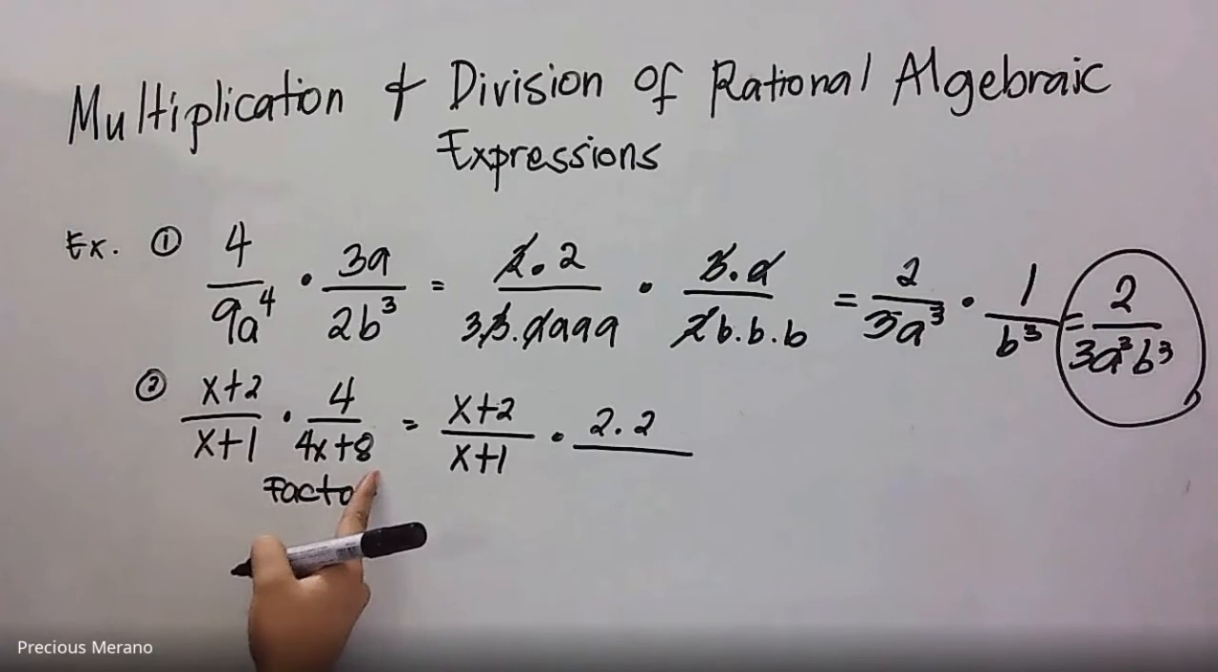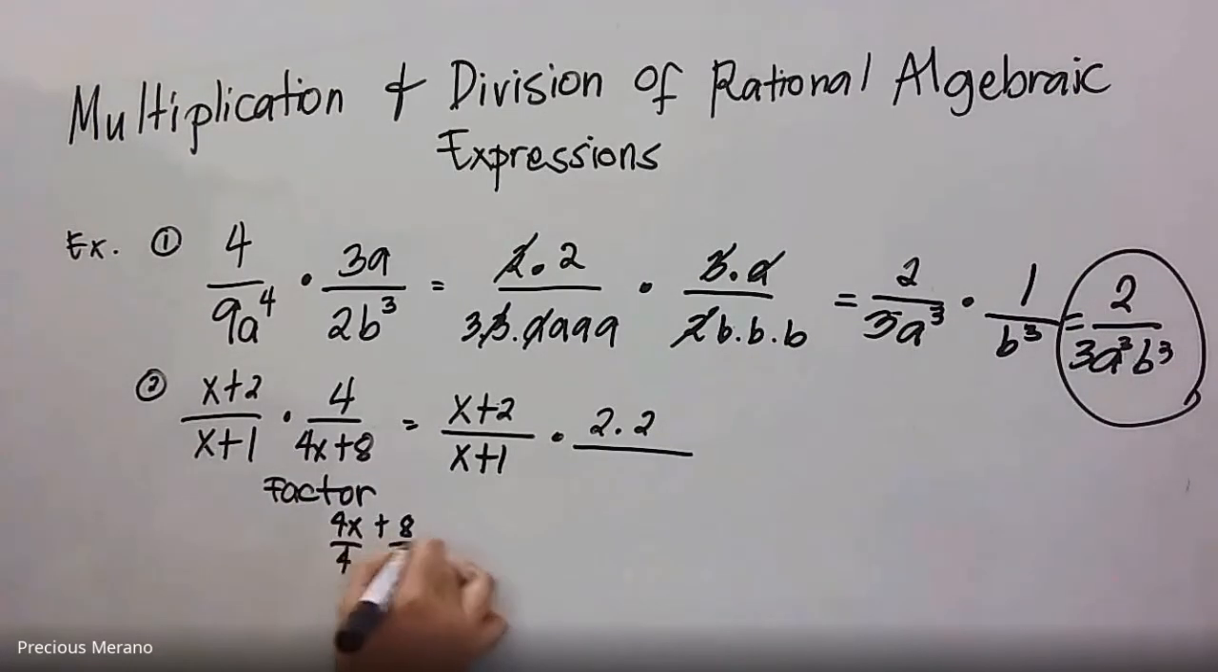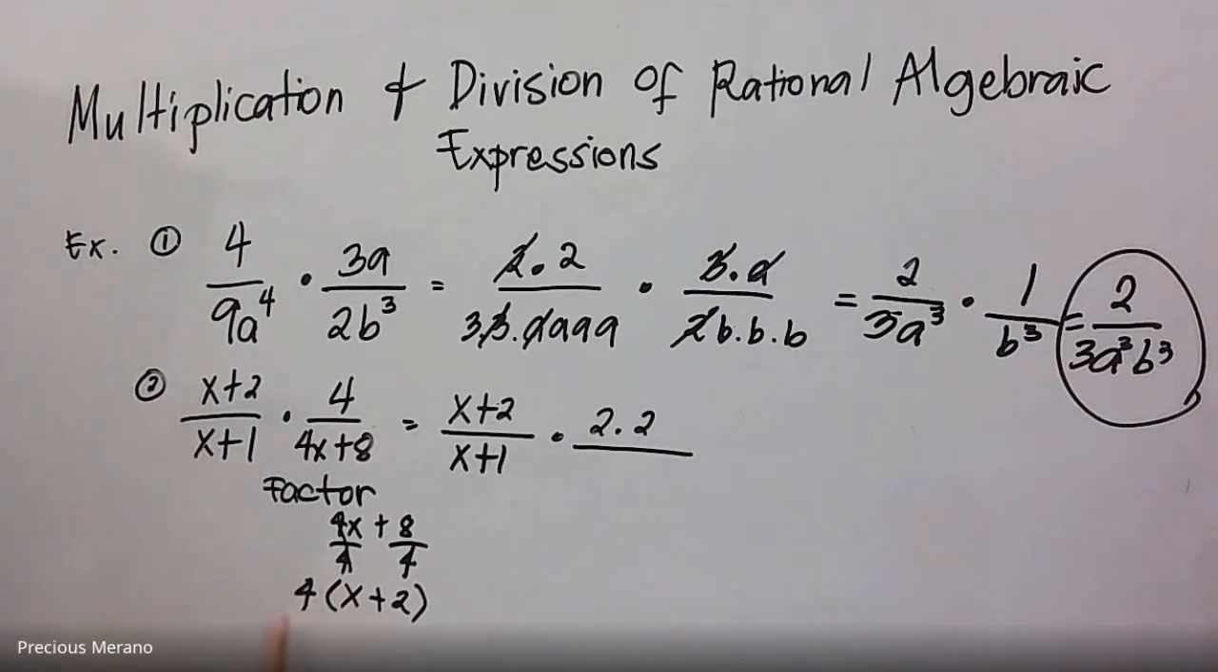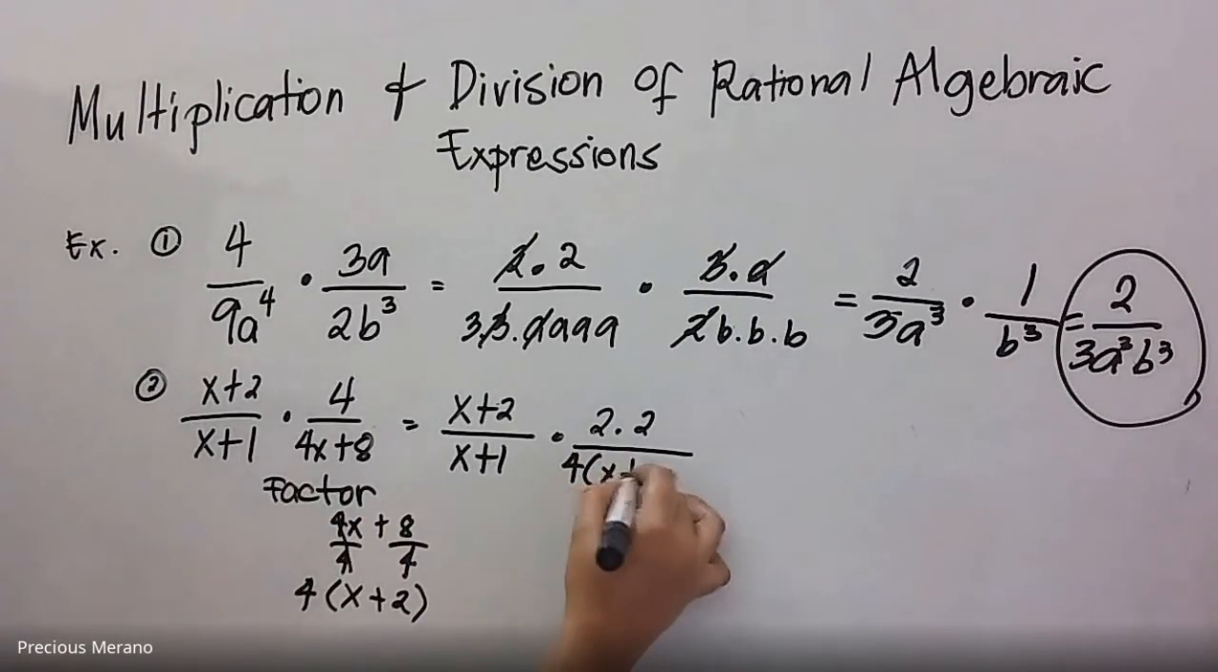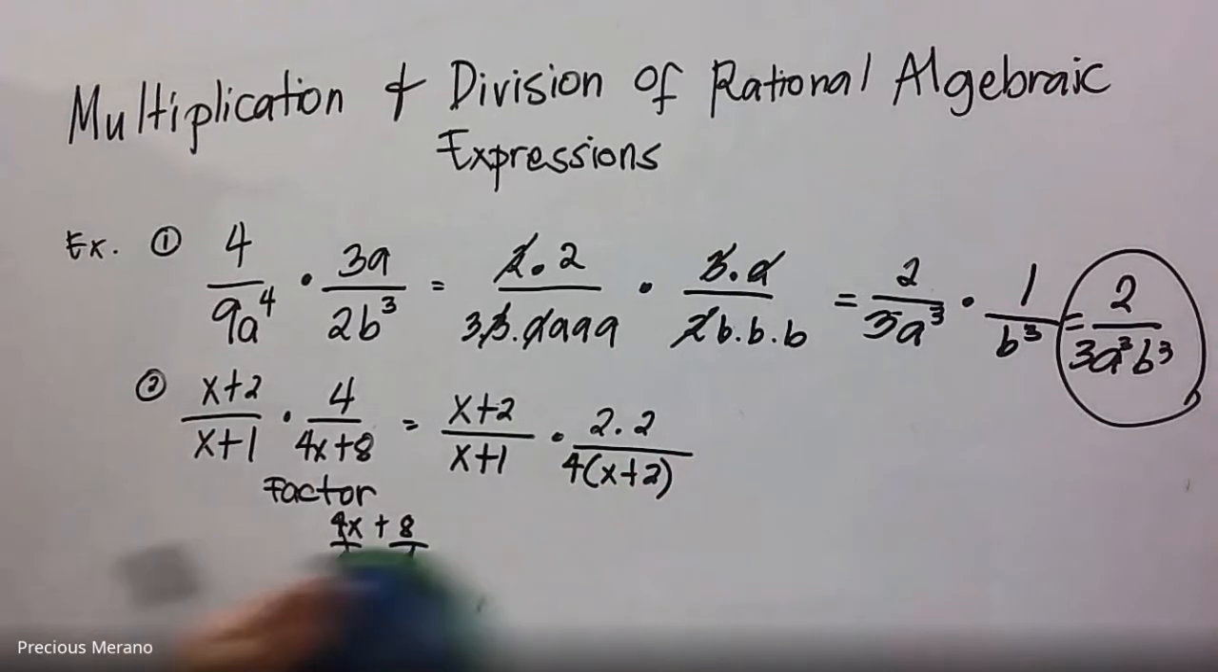Factor lang natin si 4x plus 8 ha. 4x plus 8 can be divided by the greatest common factor of 4. So, divide natin 4x divided by 4 is x. And then, 8 divided by 4 is positive 2, right? And then, lagay lang din natin yung GCF natin na 4. So, ito na yung factor ng 4x plus 8. Sulat ko lang dito, 4 times x plus 2. Okay? So, cancel ko na ulit to.